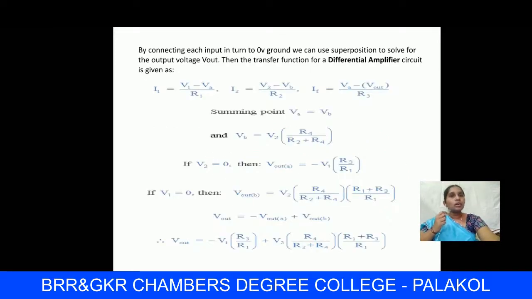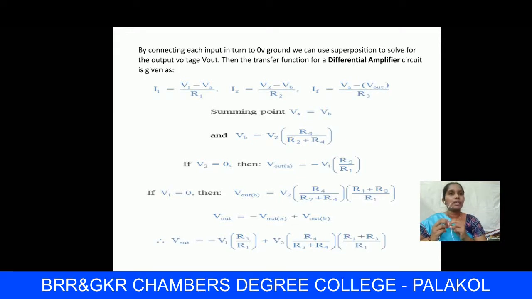Okay, so we will draw the derivative part of this differential amplifier by connecting each input at 0 volts to ground. We can superimpose to solve the output voltage V out. Then the transfer function of a differential amplifier circuit. Okay, so by using the above circuit, we will find out the transfer function or the gain of a differential amplifier.